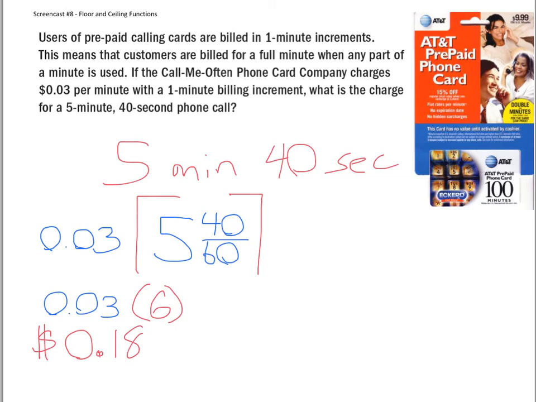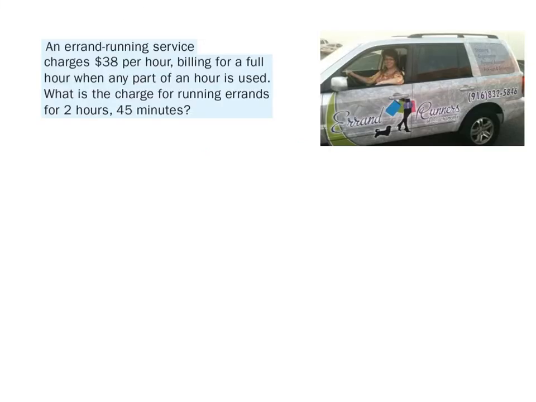Here's your problem. And again, please do write it out using some sort of floor or ceiling function. Which one it is? Well, let's find out with the problem. It says here, an errand running service charges $38 per hour, billing for a full hour when any part of an hour is used. Okay, so you probably understand if you're going to use the floor or the ceiling function once I have just said that. What is the charge for running errands for 2 hours and 45 minutes?